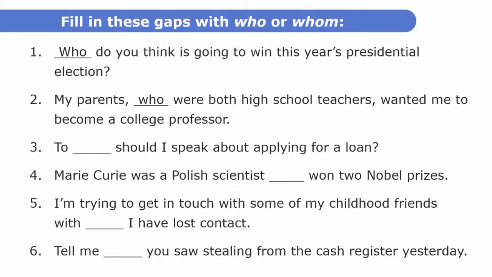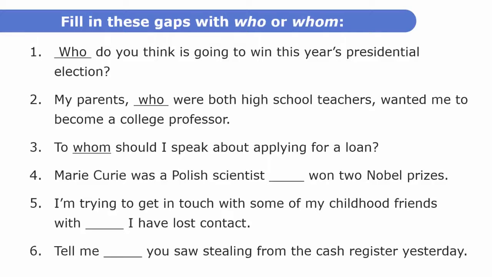In number 3, there's a to at the beginning of the sentence, so that should give you a clue. Now think about the answer to this question. The answer might be, you should speak to him or you should speak to them about applying for a loan. There's an M in the answer, so we put an M in the question word. To whom should I speak about applying for a loan?